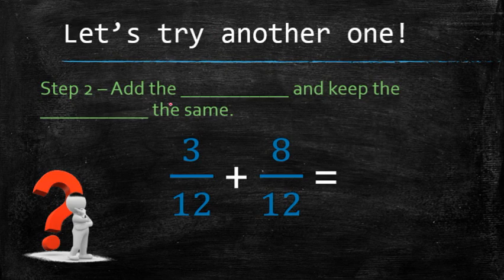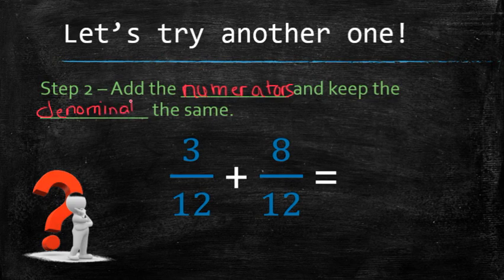Okay, so we're on to step 2. You're going to add the numerators and keep the denominator the same. Okay, 8 plus 3. You have 11. We're leaving the denominator the way it is because they're equal, they're the same, right? And we have 11/12.